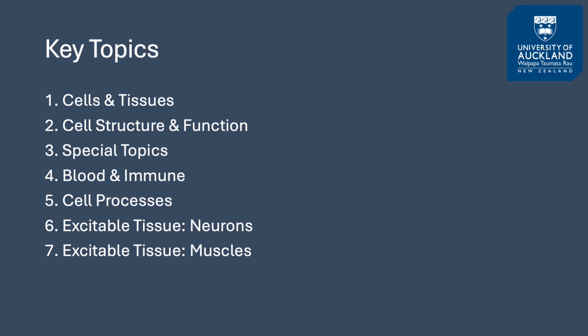So the key topics: the first topic is cells and tissues, the second is cell structure and function, the third is special topics, the fourth is blood and immune, the fifth is cell processes, the sixth is excitable tissues, which are neurons, and the seventh is excitable tissues, which is muscles.